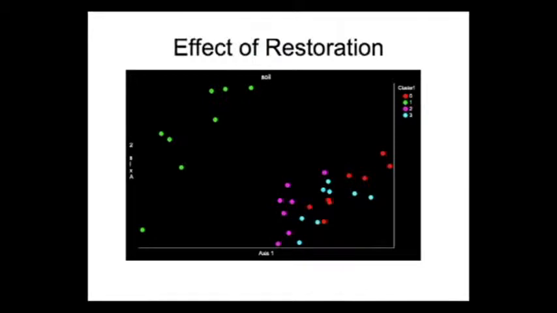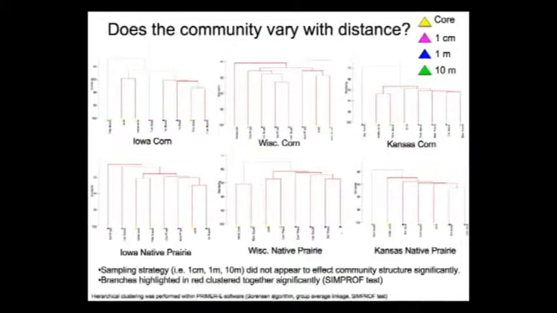What about the effect of restoration that I mentioned before? Well, here is the native prairie again, the agriculture, and then the sites that have been, at the time of sampling, only 2 years in the grasses. You saw the sampling design, some samples close together and then getting more distant. Do we see a spatial pattern? And the answer is no.